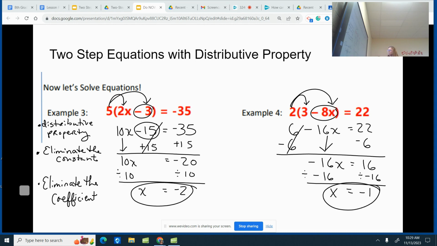Okay. So that is the process, and here are the official steps over here of how you work with two-step equations in distributive property, and you'd always want to go back and check your work.